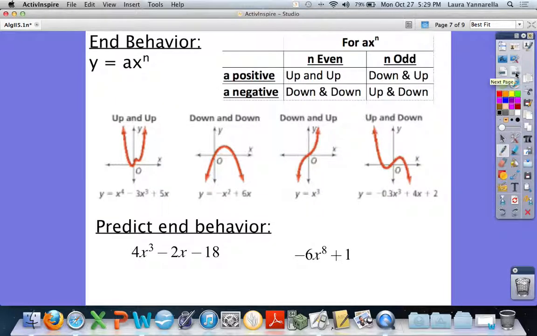End behavior is what does the graph do to the left and the right. So for instance, this side, it goes up left, up right. This one, it goes down left, down right. This one, it goes down left, up right, up left, down right. And you could say, well, how would we predict that without actually graphing? Well, look at this chart right here.